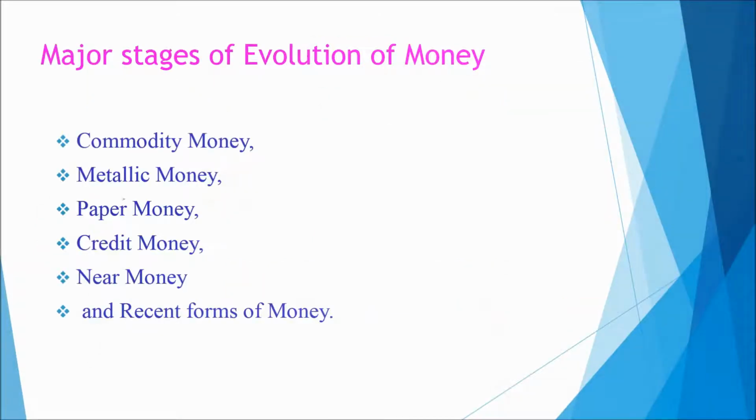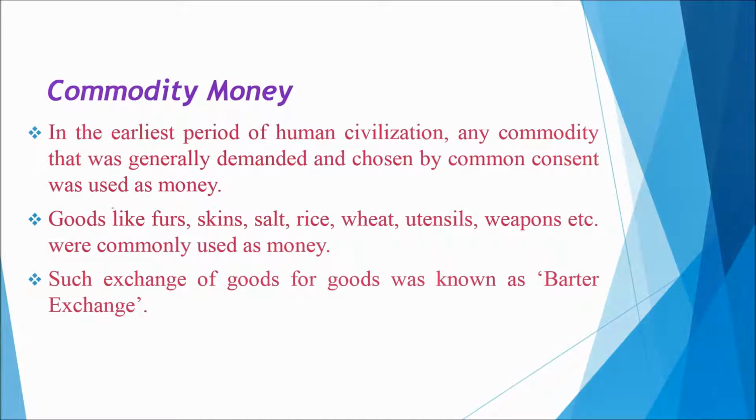Now let's see major stages of evolution of money: commodity money, metallic money, paper money, credit money, near money, and recent forms of money. Now let's see the stages of money one by one in detail. First, we are going to see commodity money. Here, commodity means item, material, or product. So, in the earliest period of human civilization, here civilization means development or evolution.